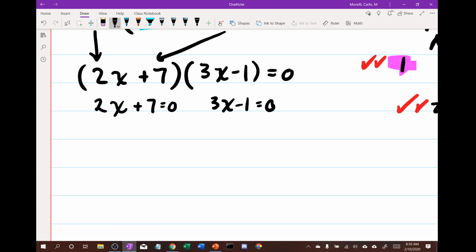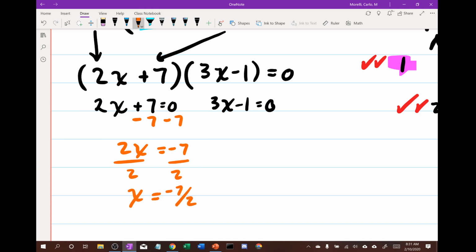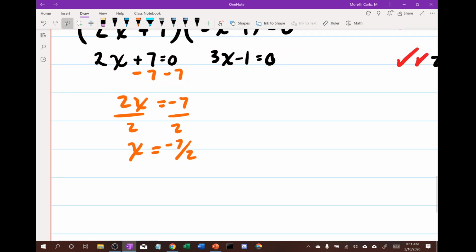30 seconds is up. So what we're going to do here is subtract 7 from both sides. And we have 2x equals -7. Divide both sides by 2. And we have x equals -7 over 2. You never know with these problems what they want. So I always like to take the time to go ahead and convert to a decimal, which would be -3.5. So either, right? You never know what they're going to give you.